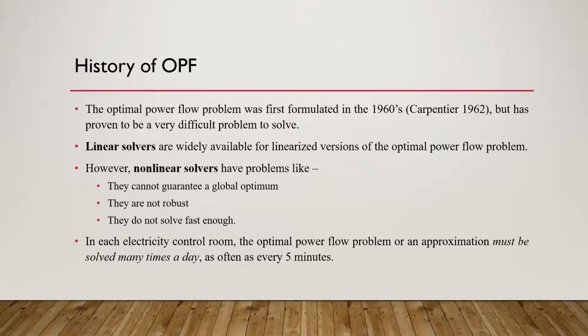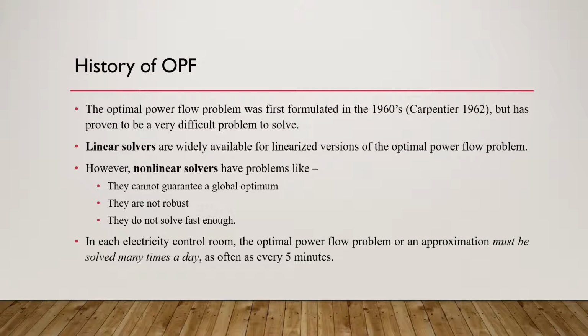Early research on OPF used classical Lagrangian techniques for the optimal conditions, but neglected bounds on variables. In 1962, Carpentier published the optimality conditions for an OPF, including variable bounds, based on the Kuhn-Tucker conditions. This is generally considered the first publication of a fully formulated OPF.